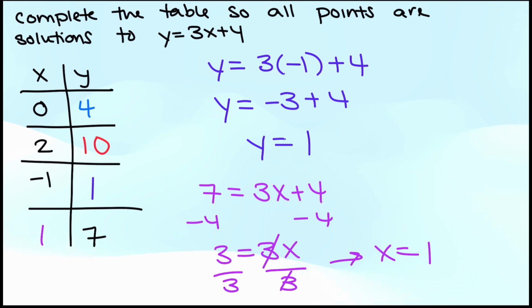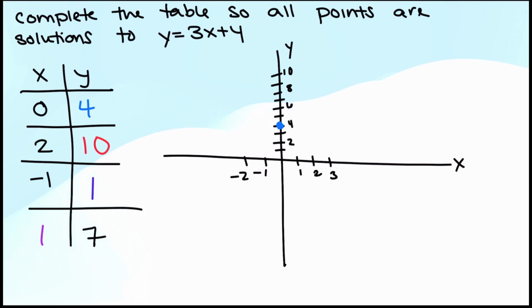All right, finally, I'd like us to go back to our rectangular coordinate system and just try to visualize what do these solutions look like if we were to graph them. So I'm going to graph all of these points and see what happens. So I've got the point x is 0, y is 4. So x is 0, go up 4. Now I have the point (2, 10). So x is 2, and then go up 10. (-1, 1). x is negative 1, go up 1. And then finally (1, 7). So x is 1, and then I'll go up 7.